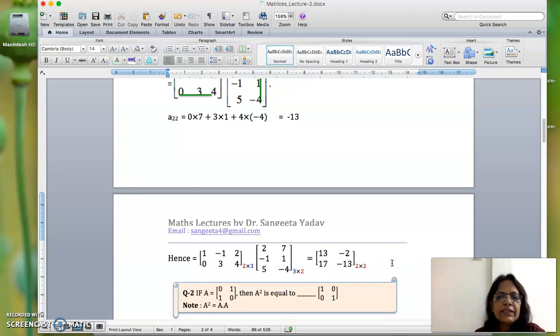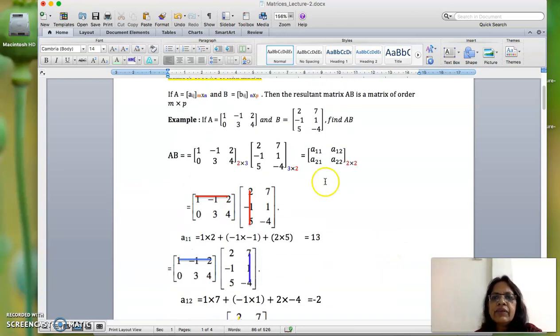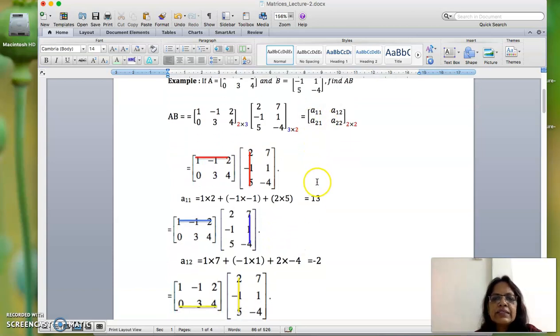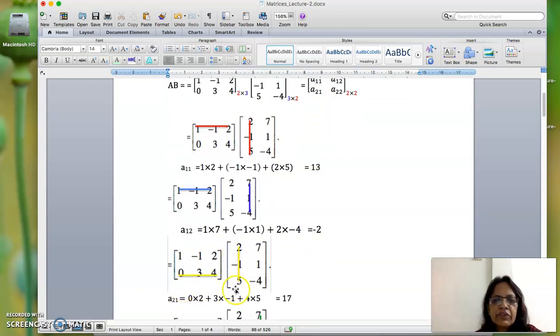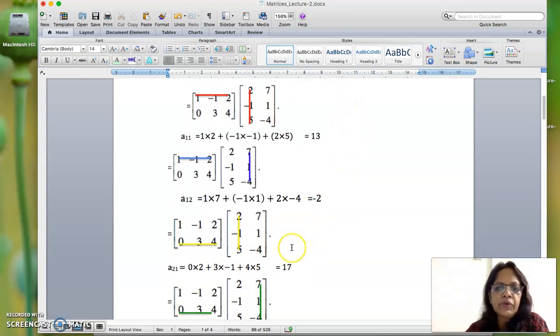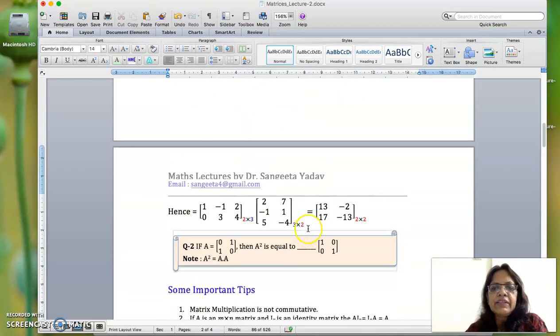I hope it is clear how it is done. Again, just see it. Be very particular. In the initial stages we write it like this, and later you just focus on this. 1 1 means first row elements multiplied by the first column, and add. 1 2 means first row multiplied by second column. 2 1 means second row elements multiplied by the first column, and 2 2 means second row elements multiplied by the second column. Okay, so this is the matrix multiplication.